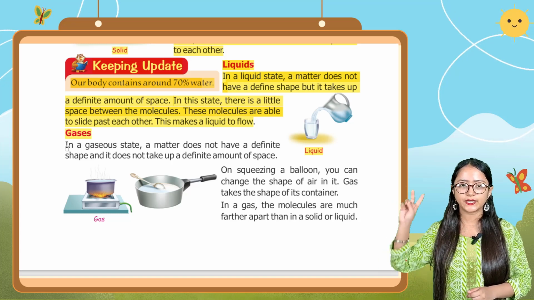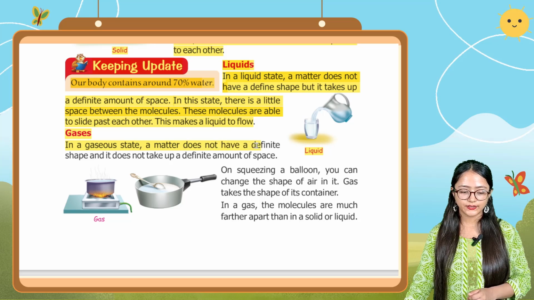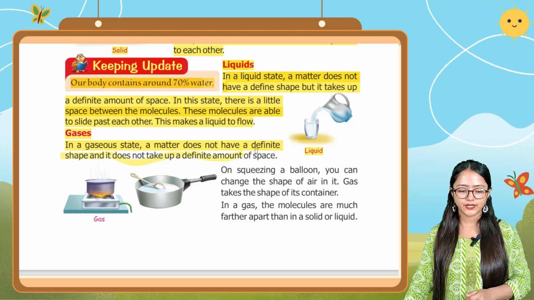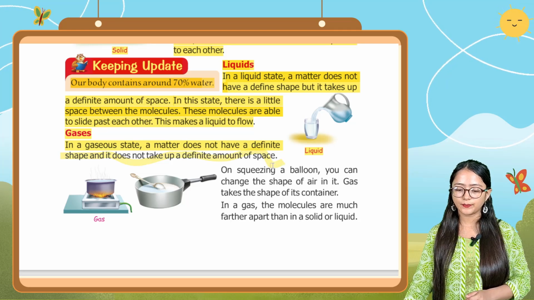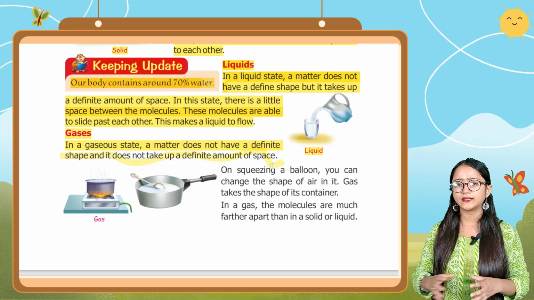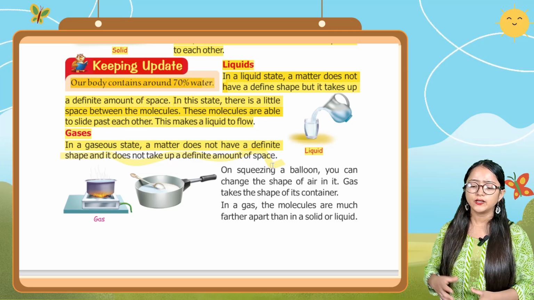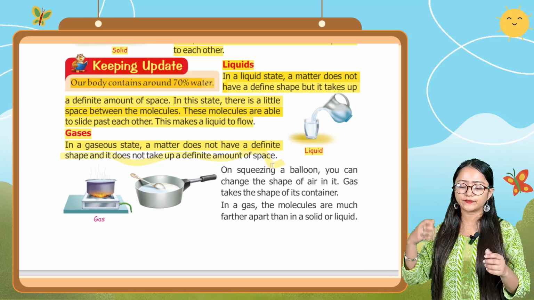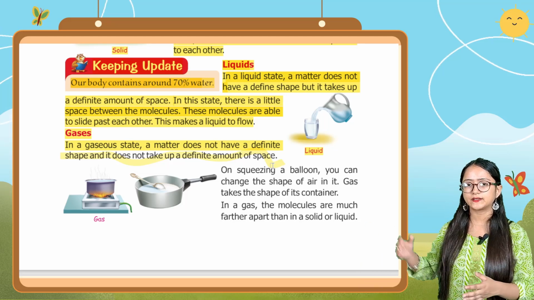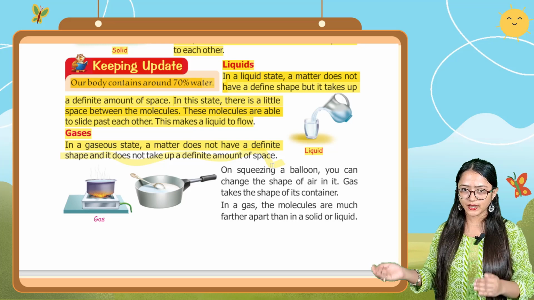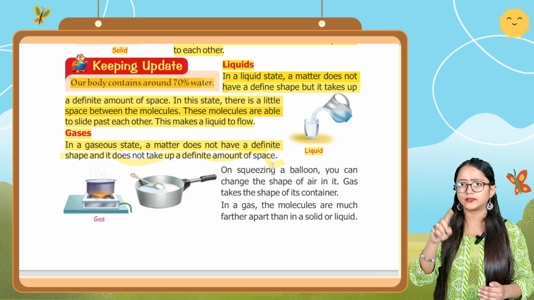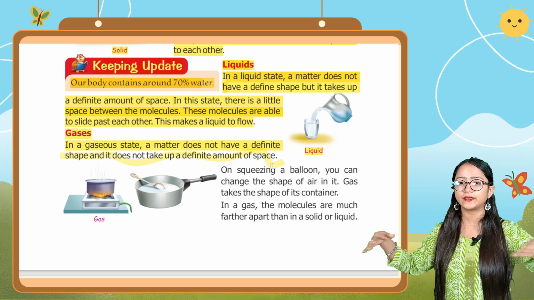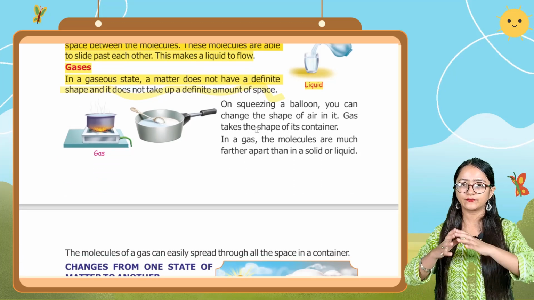And now here comes the next part, that is gases. So the third one, gases. In a gaseous state, a matter does not have a definite shape, and it does not take up a definite amount of space. It is freely flowing. As compared to solids and liquids, the gaseous form has very much space, and the particles are loosely packed.